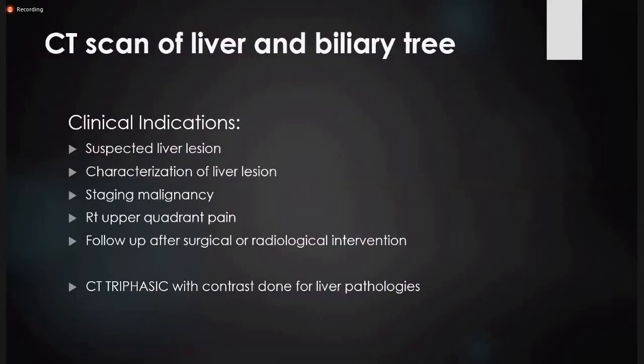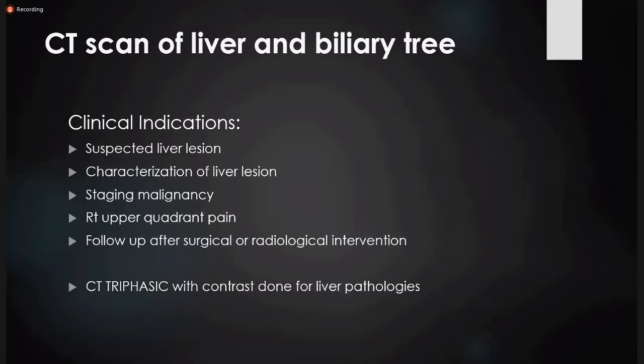CT scan of liver and bleed history. What are the clinical indications of CT scan? Suspected liver lesion: again, you want to see any kind of primary lesion or metastatic disease in the liver that you have picked on ultrasound. Now you want to further characterize the lesion.